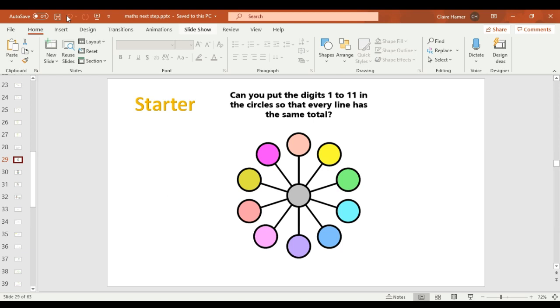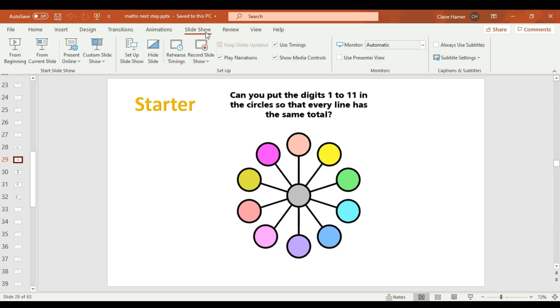Hopefully it works. So you can see the starter on the screen. The starter is similar to yesterday's starter. It says, can you put the digits 1 to 9 in the circles so that every line has the same total? So each line runs through the centre circle. So you can see my mouse is running through one of the lines. Here's another line. So only use the digits once. I'm not going to tell you what total each of the lines makes. That's for you to work out. Pause the video and have a go.